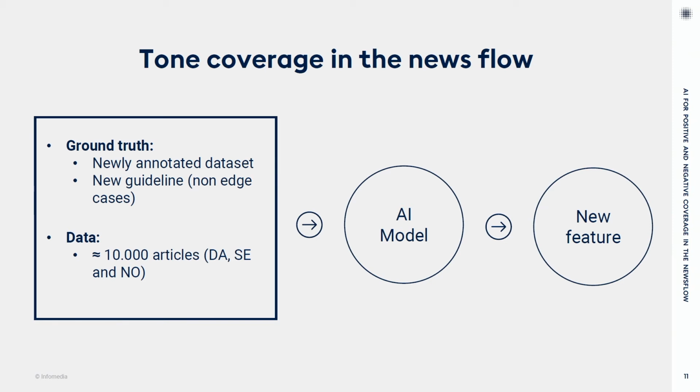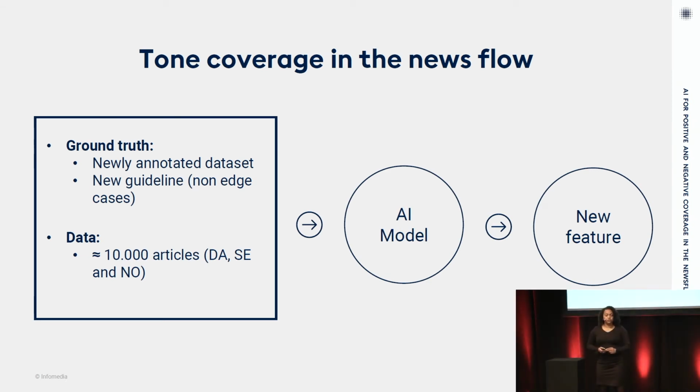We asked to assess around 10,000 articles following these guidelines. And these articles include 3 languages, Danish, Norwegian, and Swedish. And we use this data to train our model. The final model now is available in our platform as a new feature that does this assessment automatically.